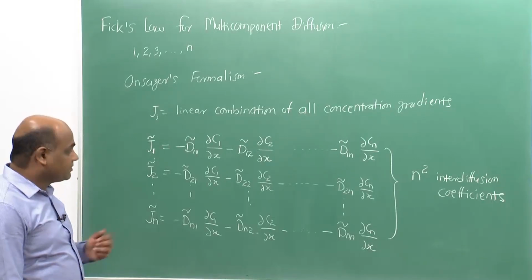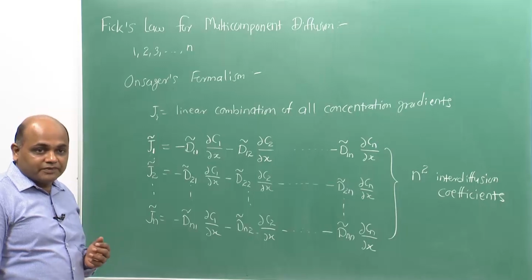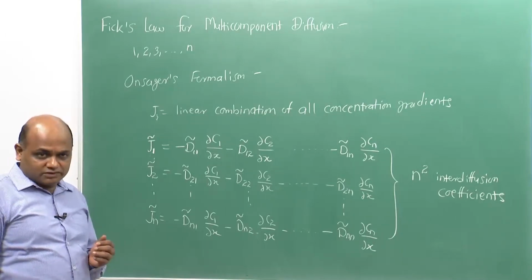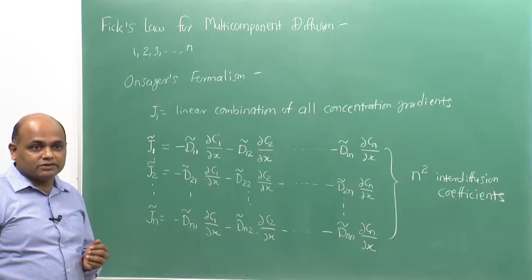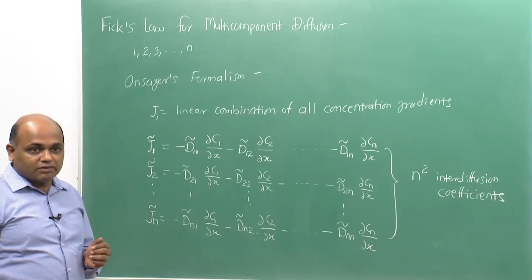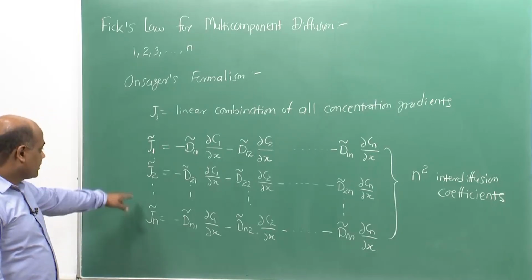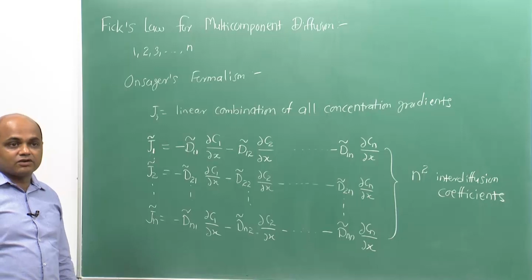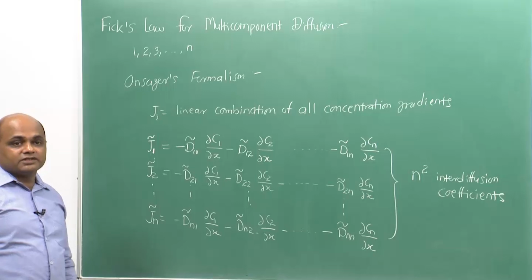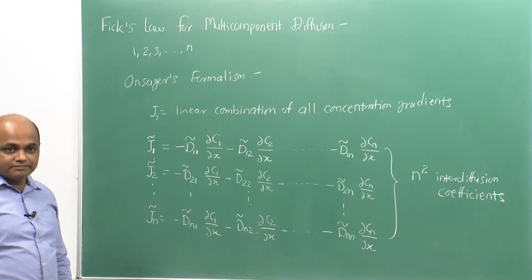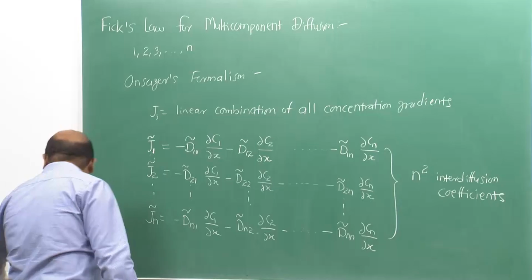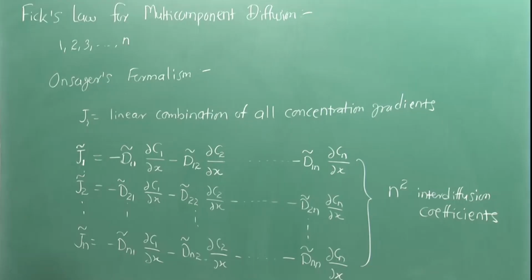So, it is worth mentioning here that most of the time the volume fixed reference frame is used for diffusion measurements. Okay. So, that is the most popularly used frame of reference. Specifically, in the volume fixed frame, all n fluxes are again not independent. So, we can reduce some of these coefficients. So, let us see how we reduce the number of coefficients using the constraints on gradients and fluxes.